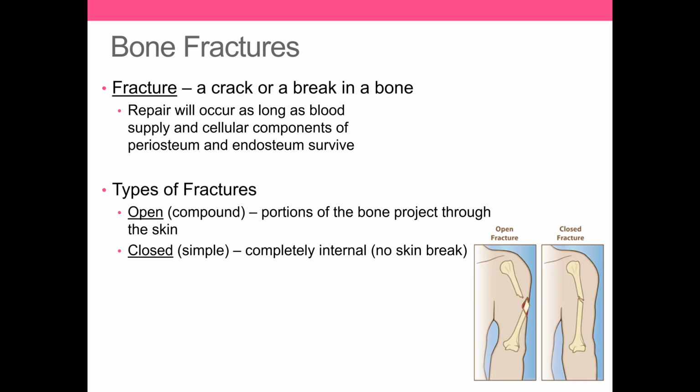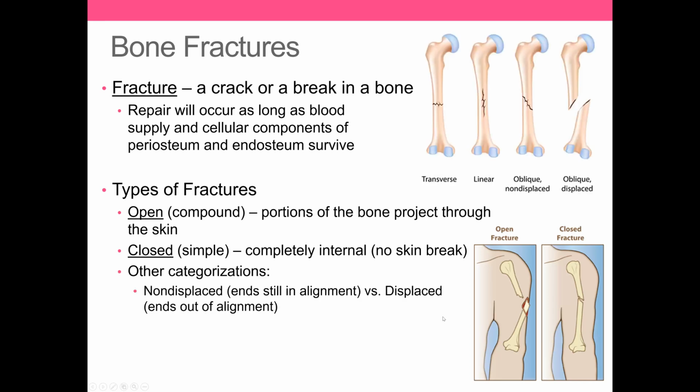One of the major classifications is between open and closed. So an open fracture, which is also called a compound fracture, is where portions of the bone will actually project through the skin. So that's what makes it open. And a closed or simple fracture is when the break is completely internal, so there is no broken skin on the outside. There are other ways to classify fractures.